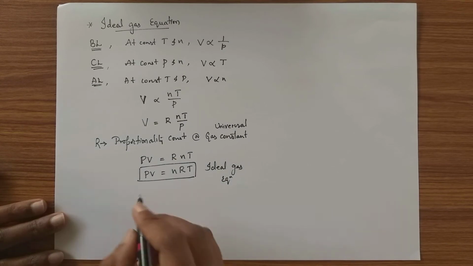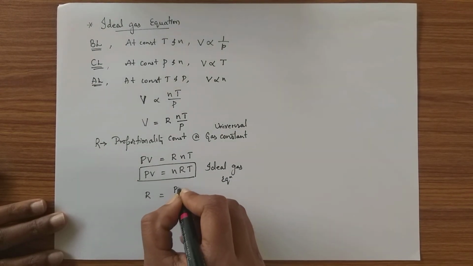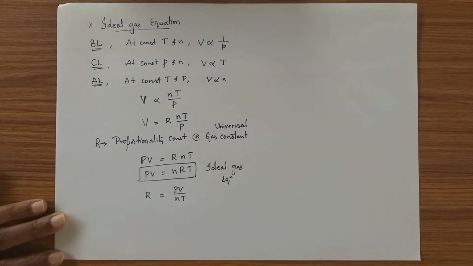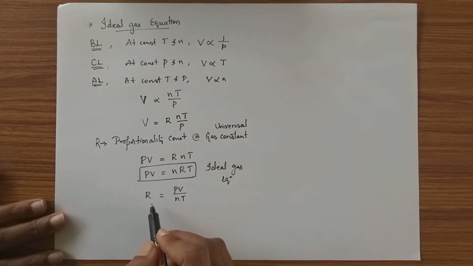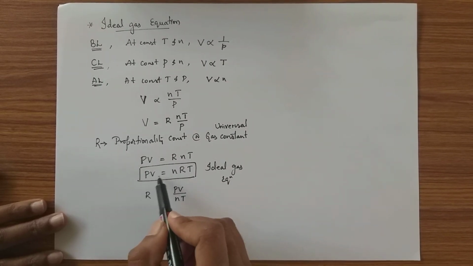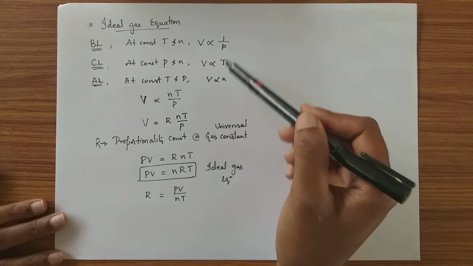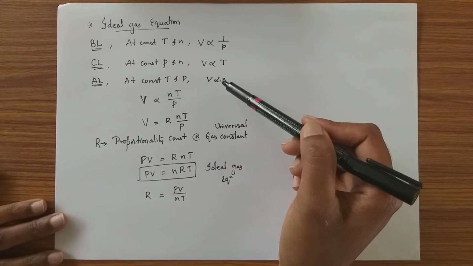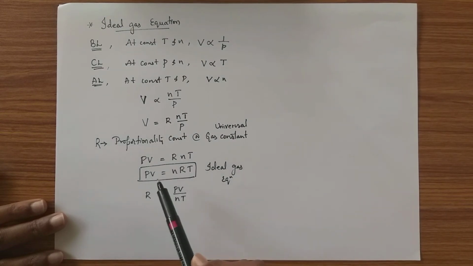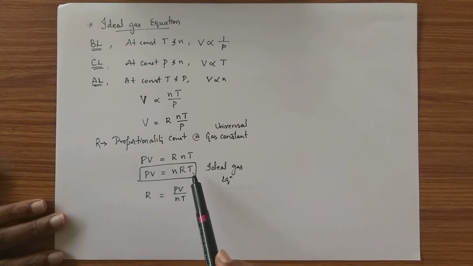Clear? When you substitute for R, that is R is equal to PV by nT. Okay? So this is the universal gas constant, that means the R value. So the ideal gas equation is nothing but PV equals nRT. Clear? So from these three laws, Boyle's law, Charles's law and Avogadro's law, we equate them, and finally we get an equation called the ideal gas equation, that is PV equals nRT.